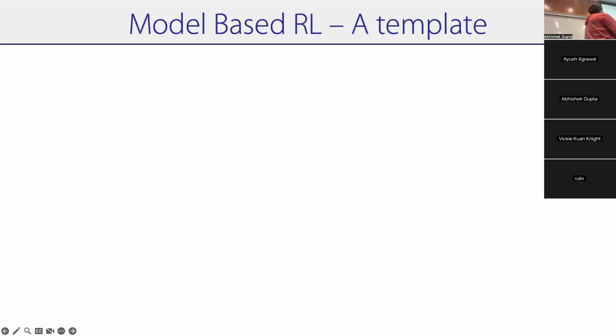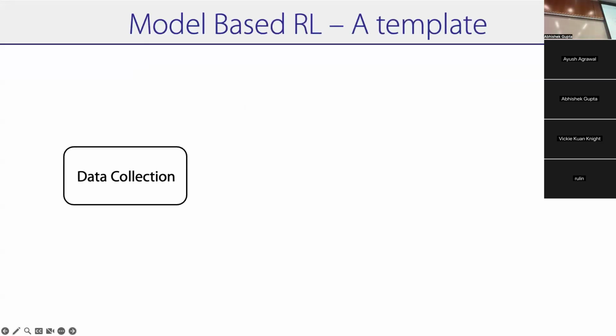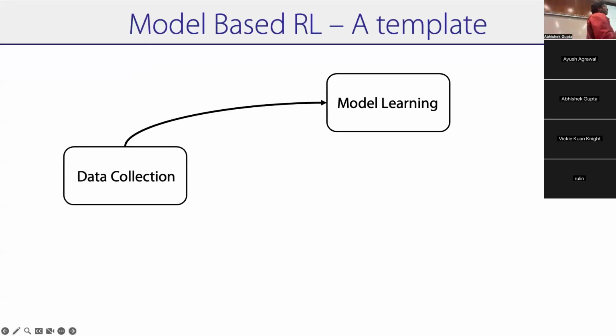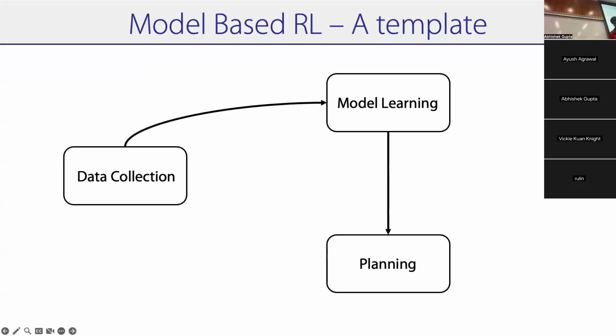So just as the recap, model-based RL, the template is you do data collection, you then learn a model of the world, which is describing how the world transitions from one state to the next. Then you do something like planning, which is trying to use that model as your simulator, try to figure out the right actions. And then you go back and do more data. And so that's the general template of a model-based RL algorithm. And most algorithms try to change one of these pieces, right?